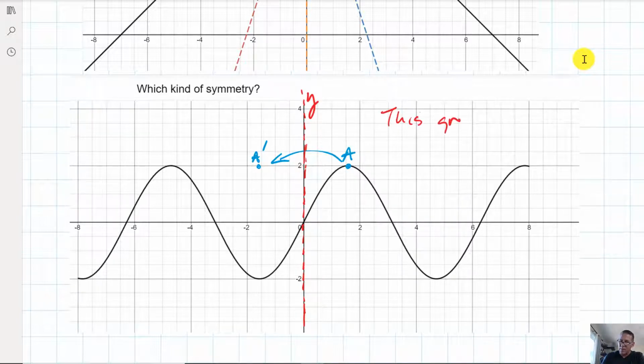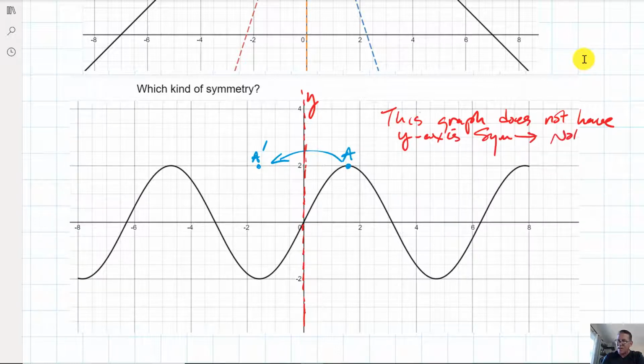This graph does not have y-axis symmetry. So I can say that it's not even. Now this point right here that I picked, it looks like about 3.1 comma 2. So 3.1 comma 2, I don't know, I'm guessing right there.